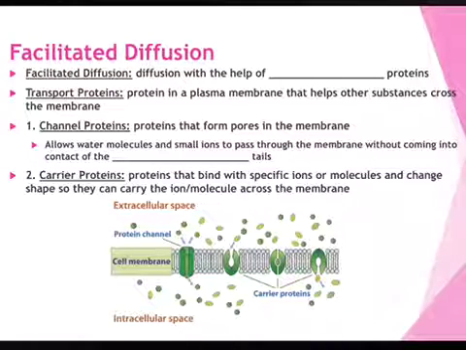The third type of passive transport is facilitated diffusion. And this is where we use the help of transport proteins to move molecules across the membrane. So transport proteins are proteins that form pores or holes in the membrane. And this allows water molecules and small ions to pass through the membrane without coming into contact with those hydrophobic tails.